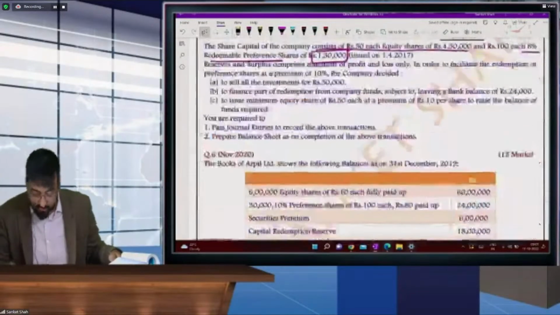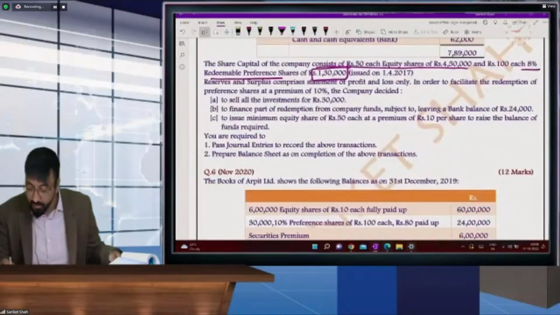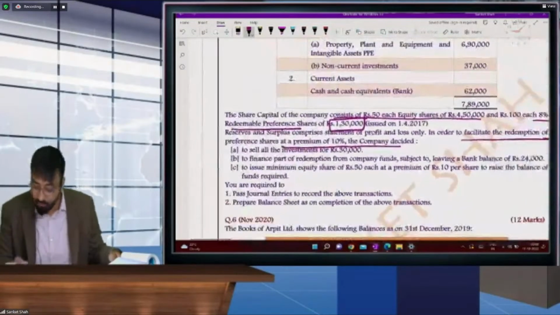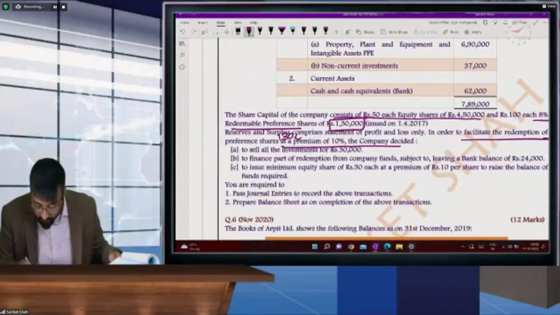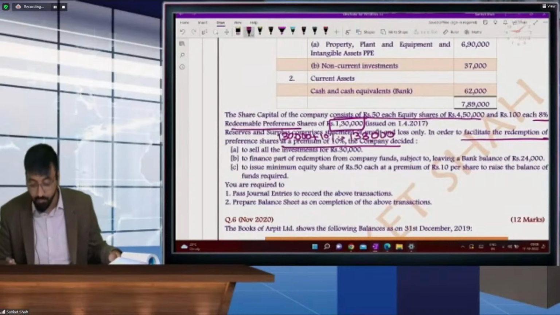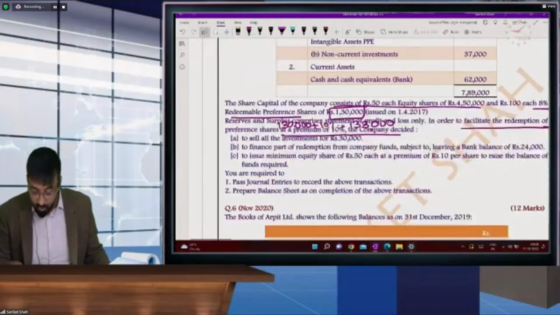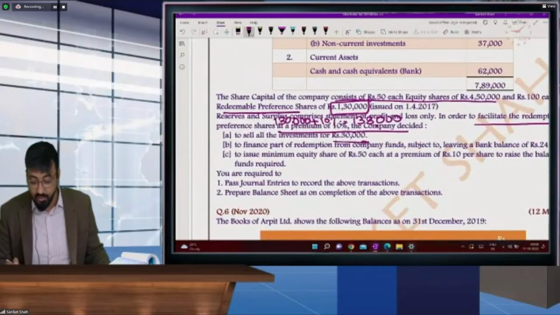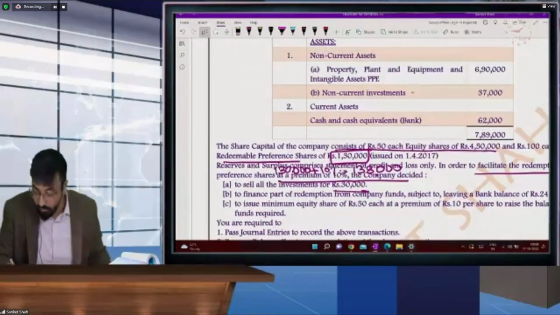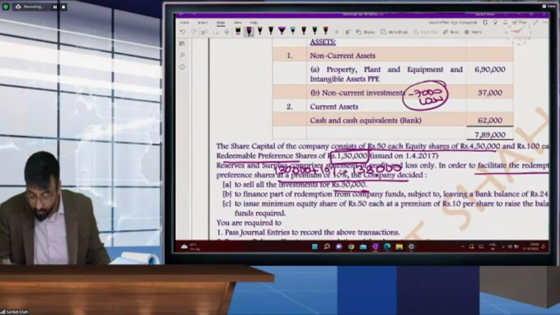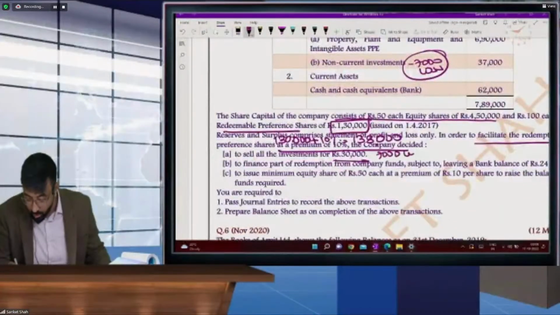Free reserves 96,000. Company decided to redeem preference shares at 10% premium. So 10% premium means beta 1,30,000 plus 10%, 1,33,000. The company decided to sell the investment at 30,000. So beta, you are getting 30,000, so 7,000 is a loss.